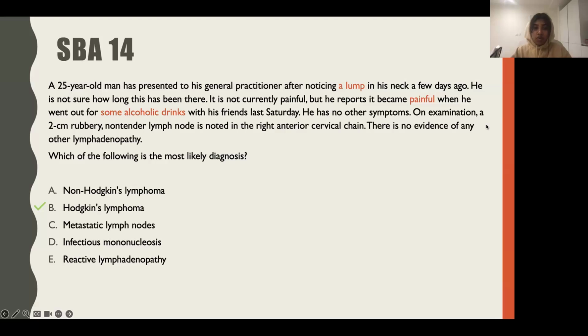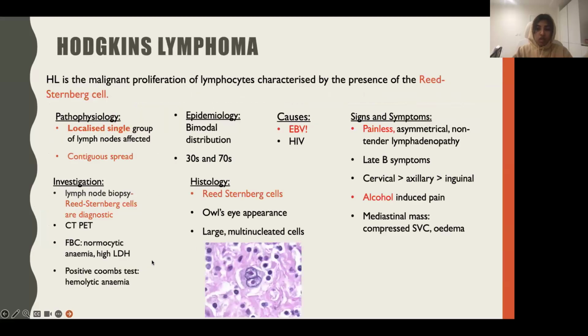Metastatic lymph nodes, no, because he's a relatively young man and he's not got any other lymphadenopathy or any other symptoms to diagnose a primary tumor. D, infectious mono, no, because that would present a bit differently with fever. Reactive lymphadenopathy, no. The classical sign of Hodgkin's lymphoma in the exam is the lump gets painful if you drink alcohol. So this is Hodgkin's lymphoma.